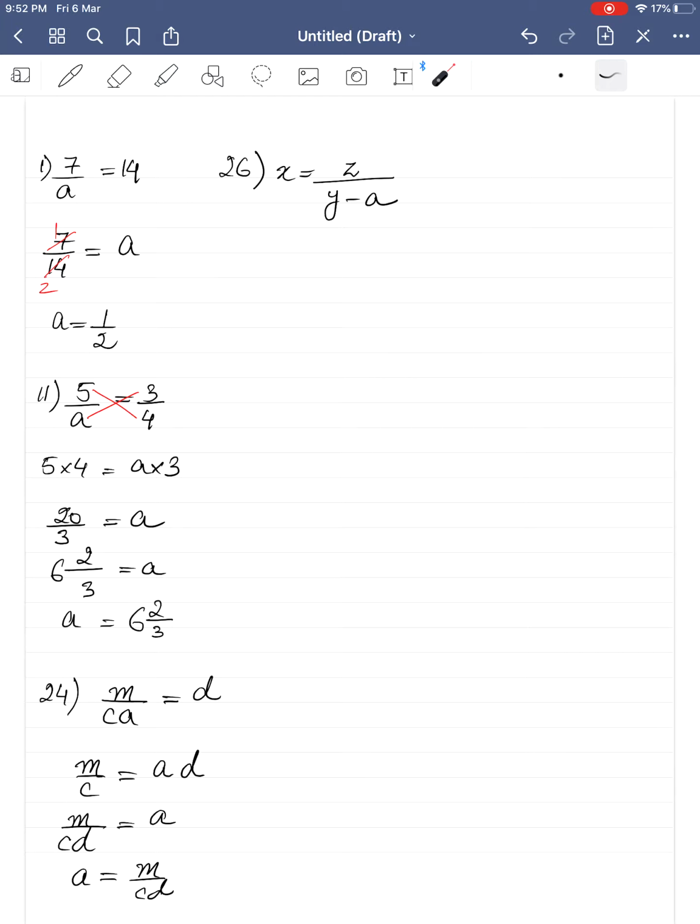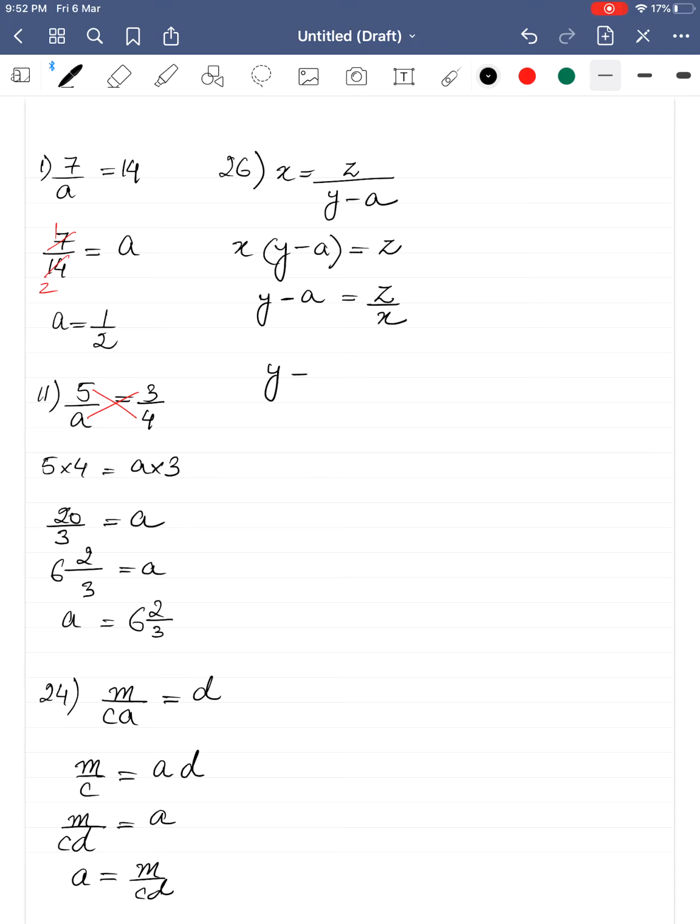So now I take the whole bracket on the left hand side, and since the whole bracket was being divided, it will multiply. Now my a is in the numerator. I can move the x to the other side. Since x was multiplied, now x will divide by z, and now I have my a as a negative term. So since I have to make a the subject of formula, I'll take a to the right hand side.